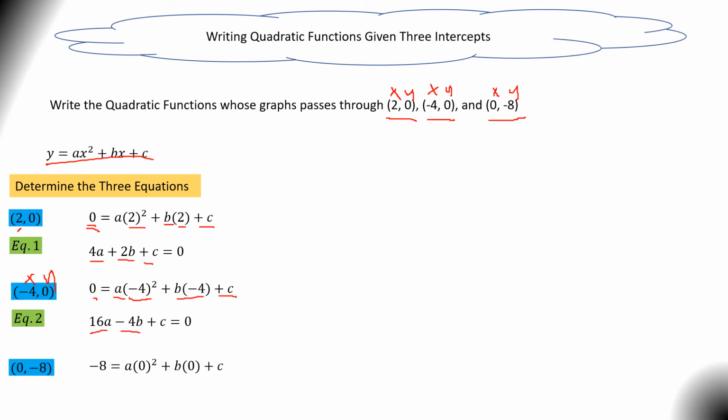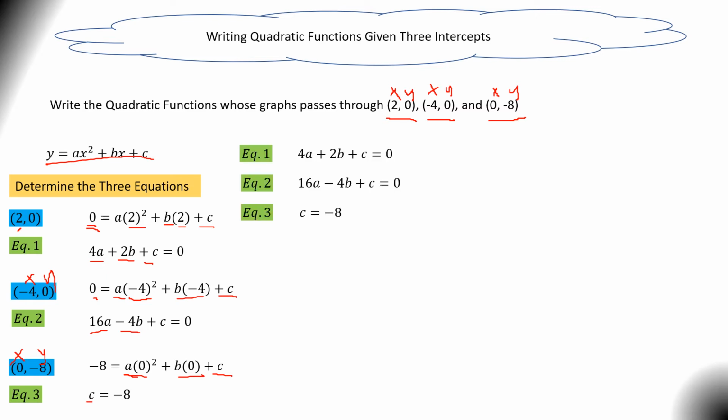Then, equation number 3, 0, negative 8. So, ang value ng x and y natin, x is 0 and y is negative 8. So, substitute, negative 8 is equal to a times the square of 0 plus b times 0 plus c. So, ayan po, c is equal to negative 8. Bakit po? Kasi po, 0 squared is 0 times a, 0. b times 0, 0. Plus c. So, ayan na lang po natitira, si c equals negative 8.